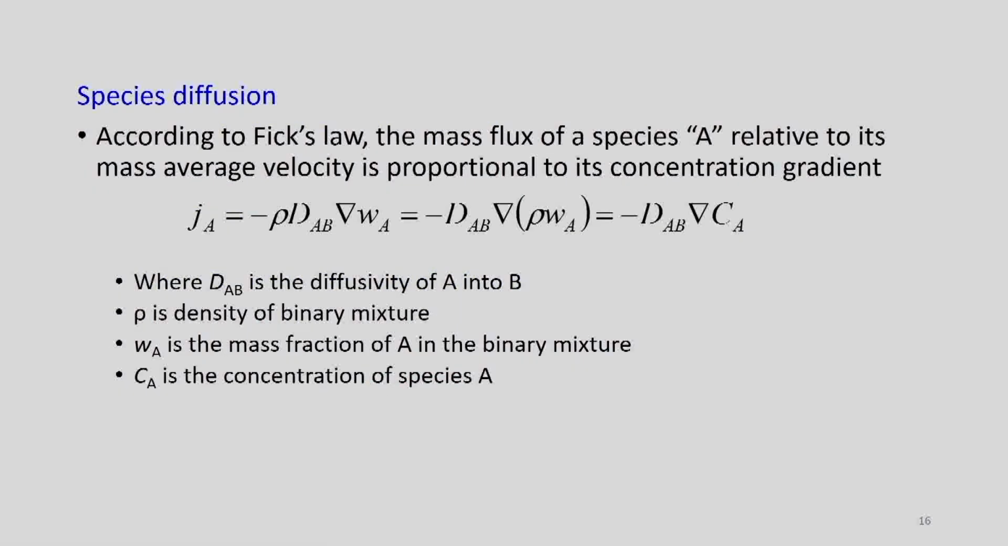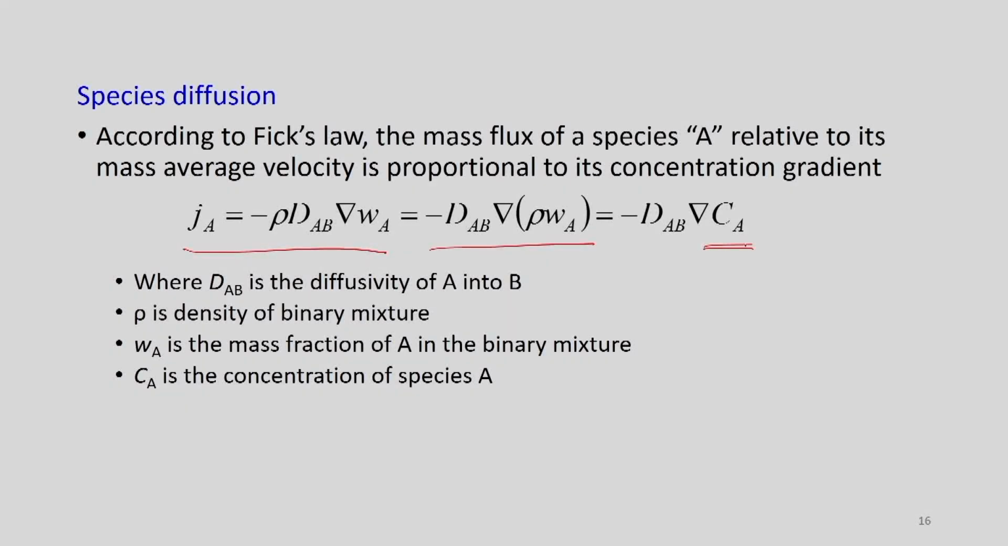Species diffusion. According to Fick's law, the mass flux of a species A relative to its mass average velocity is proportional to its concentration gradient, that is JA is equal to minus rho DAB del WA. Rho WA we can write like this. So, rho WA is nothing but CA.